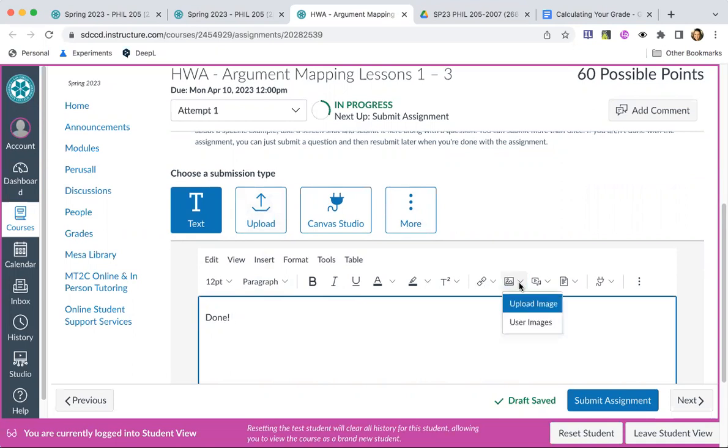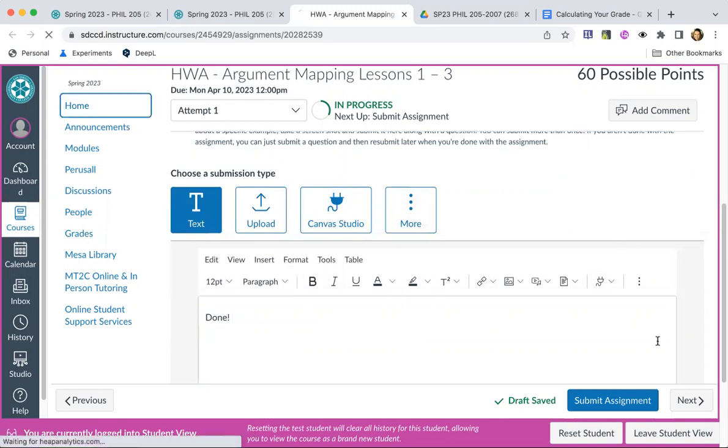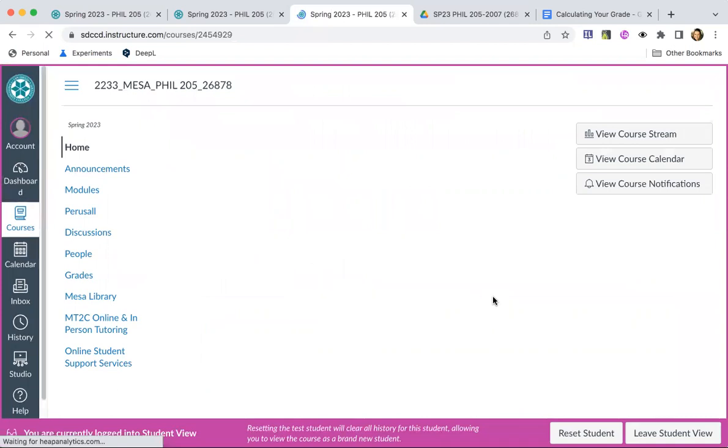You can also insert photos into your text box here if you want to share something you have a question about, and you can submit as many times as you want. So you could submit questions here before you're even done with it. Let's go back to the home page.